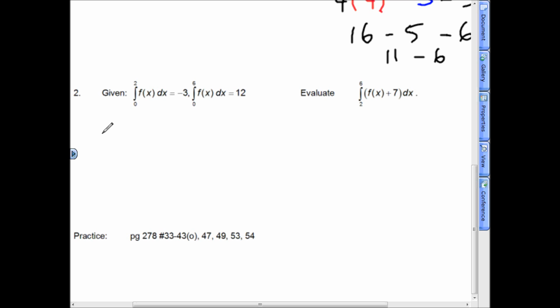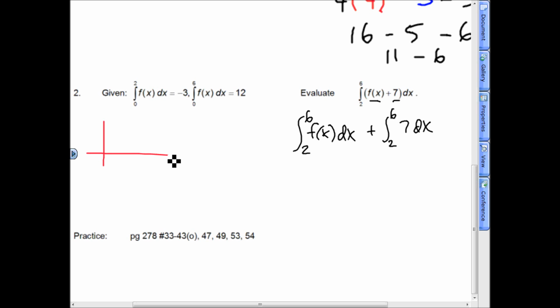I see two terms. So let's rewrite this as the integral from 2 to 6 of f of x dx plus the integral from 2 to 6 of 7 dx. So now we're looking at two separate problems. Let's say we looked at the integral from 2 to 6 of f of x dx. We don't know over here what the integral from 2 to 6 is. But if I was making a picture, here's 2, here's 6, and I would be looking for that area.